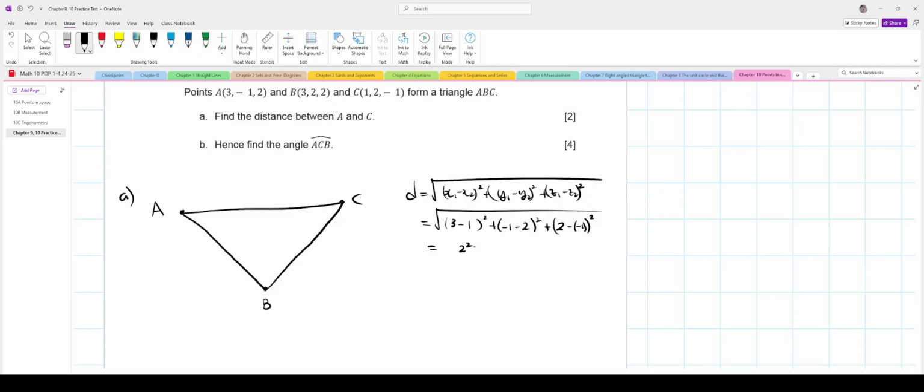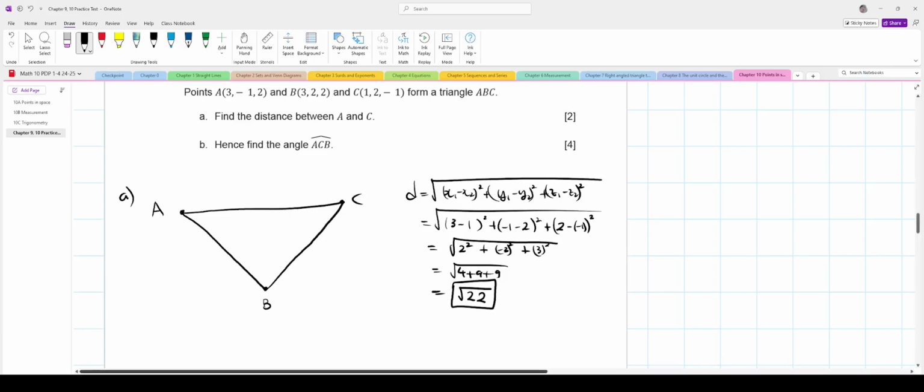Plug in the values, 2 squared plus -3 squared, that's 9, and then 3 squared, which is 4 plus 9 plus 9. That's going to be 22, square root of 22. So we know that the distance between point A and C is square root of 22. Hence, find the angle ACB.